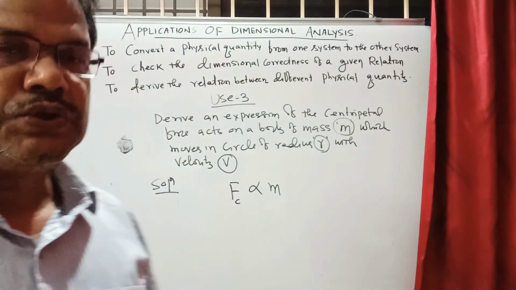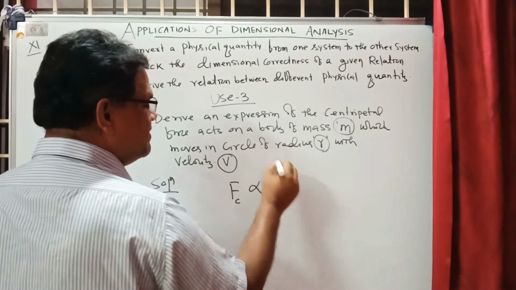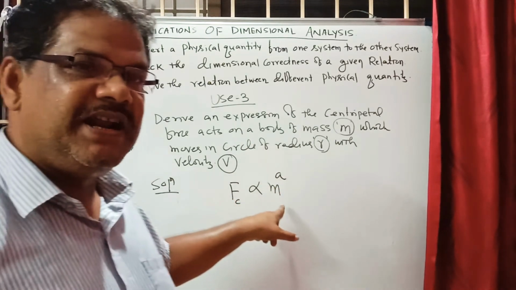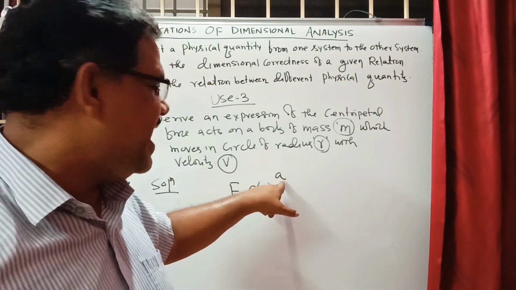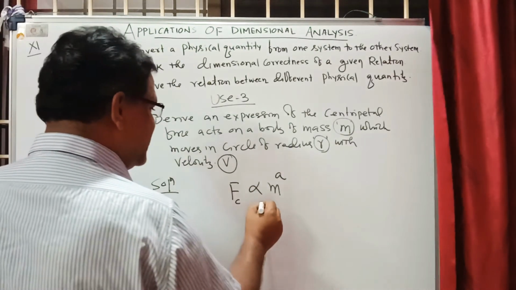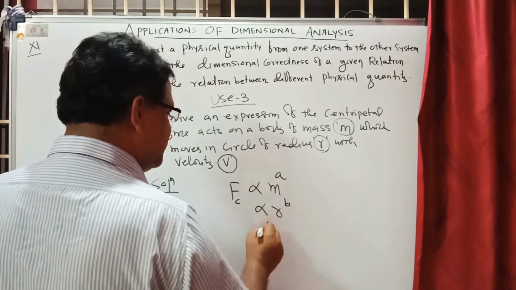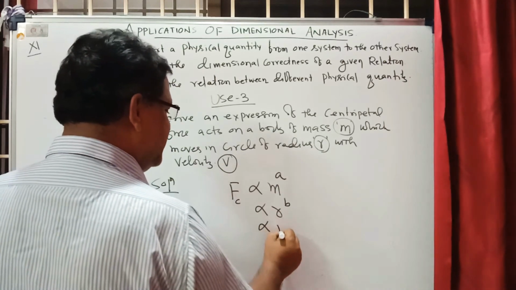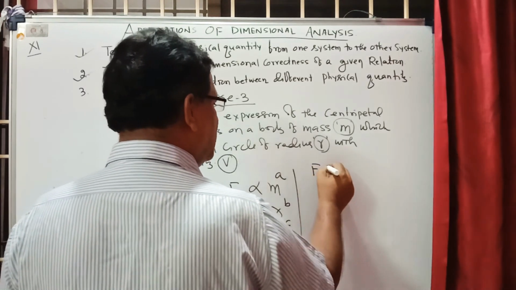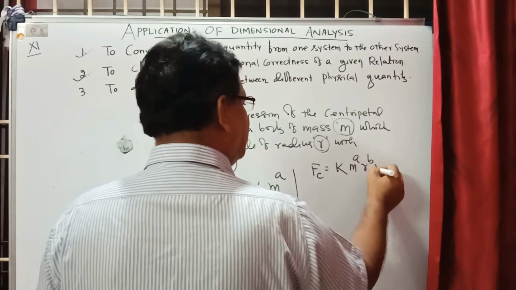You do not know, so we can put an unknown dimensionless quantity a here, m to the power a. If a is plus 1, it depends directly on the mass. If a is minus 1, it depends inversely on the mass. Similarly, centripetal force depends upon the radius r to the power b, and upon the velocity, v to the power c. If you combine all three, we find F equals K m to the power a, r to the power b, and v to the power c.